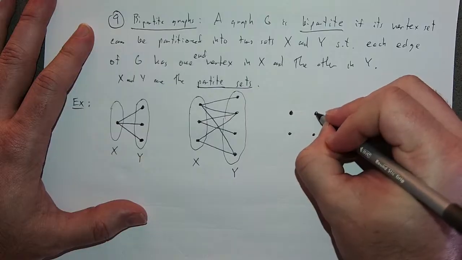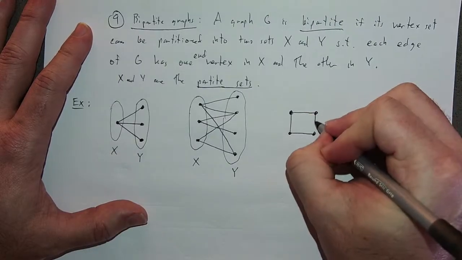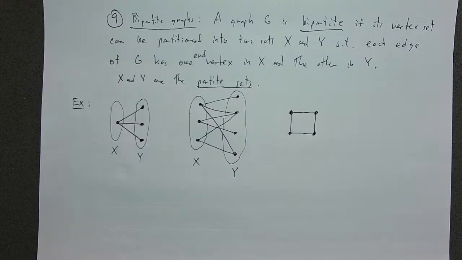How about this? Is that graph bipartite or not? So I'll give you a few seconds to think about it. Is this bipartite or not? What do you think? You can say so in chat. I'll give you like another 5 seconds to say whether or not this is bipartite. It is, but notice what you can't do.